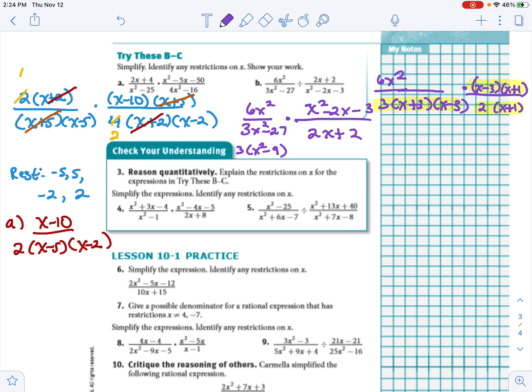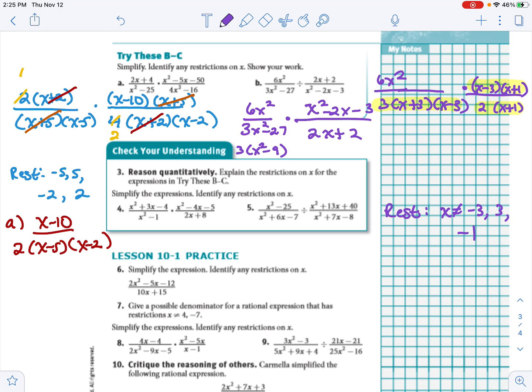So our restrictions are going to be, I'm going to put that down here so I have room. So we know that x cannot be a bunch of things. It can't be -3, +3, and it can't be -1. And I think we covered all of that in all 3 spaces.